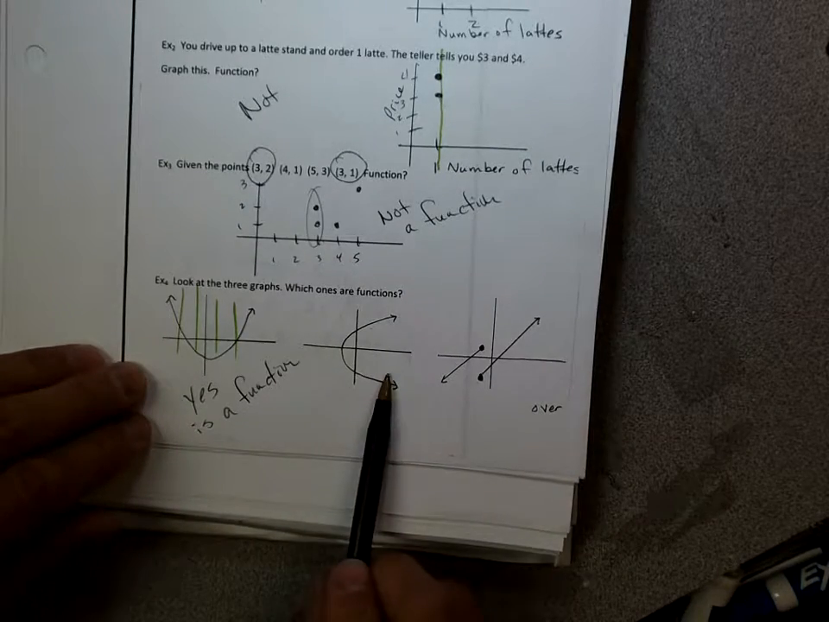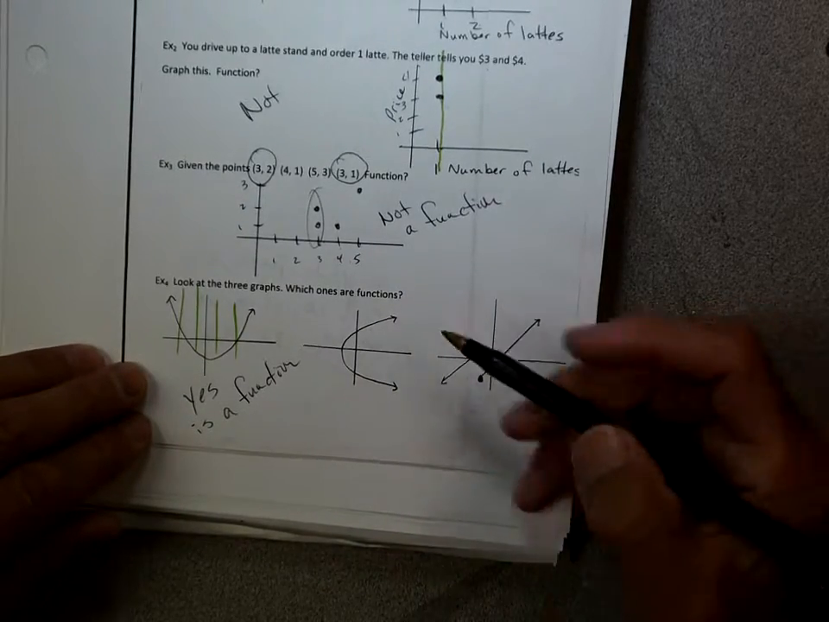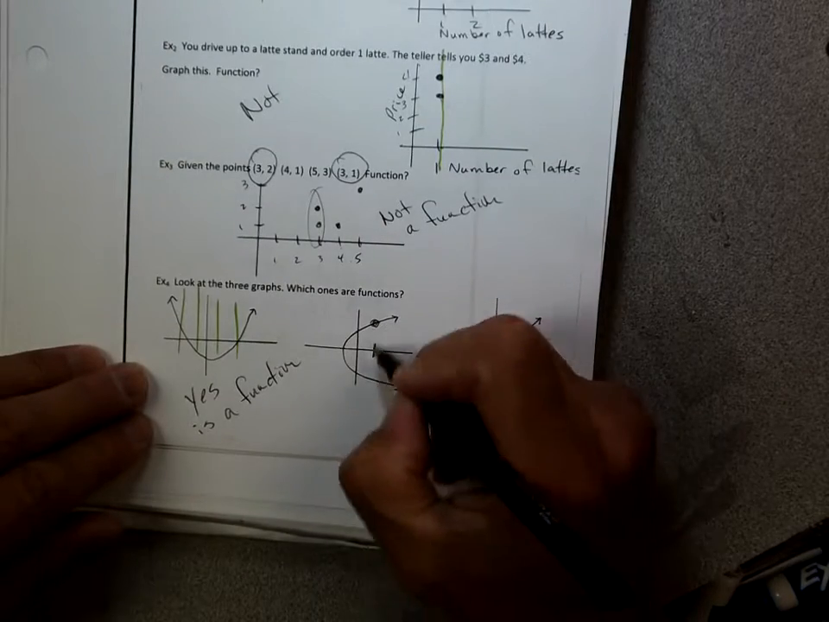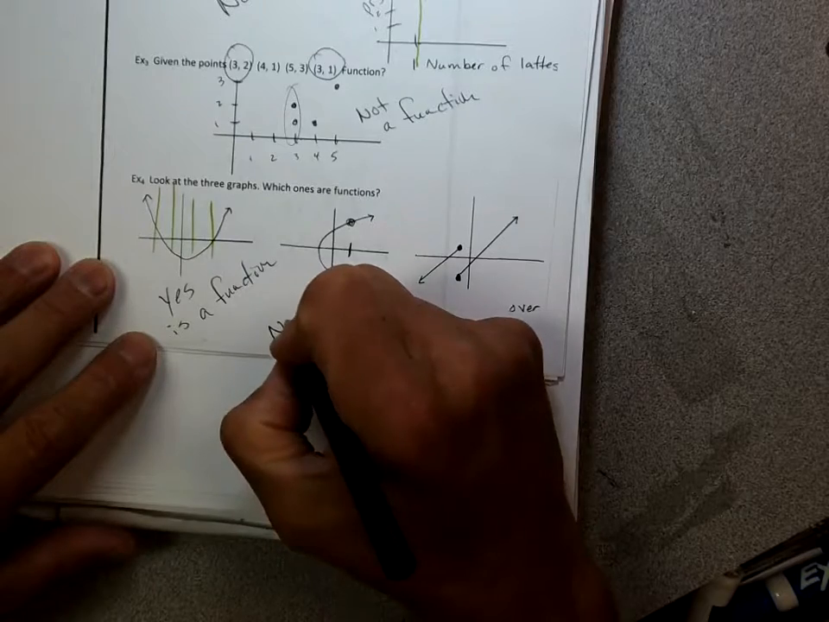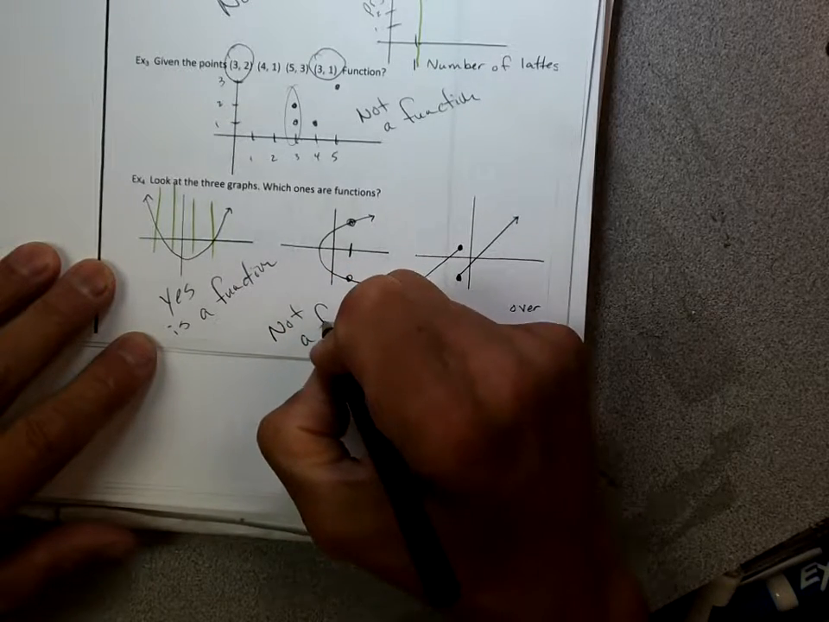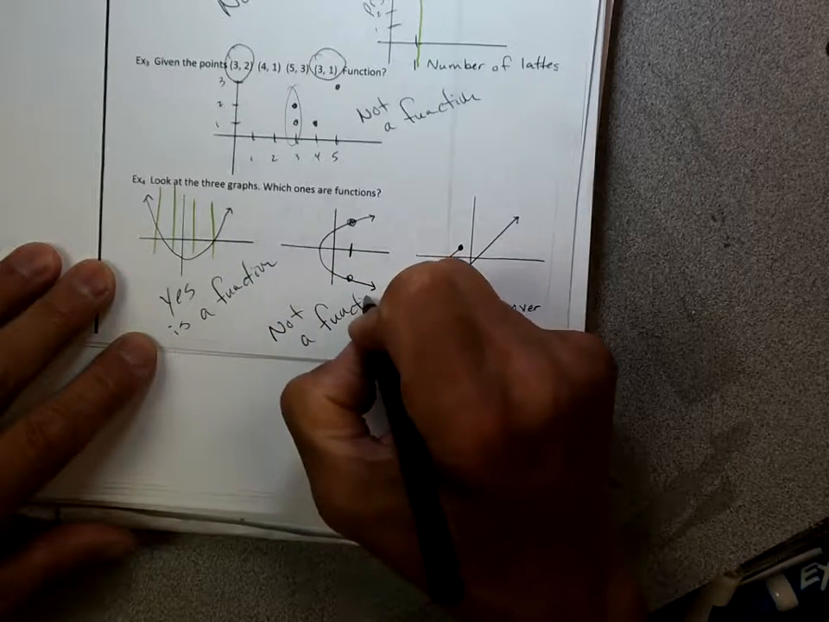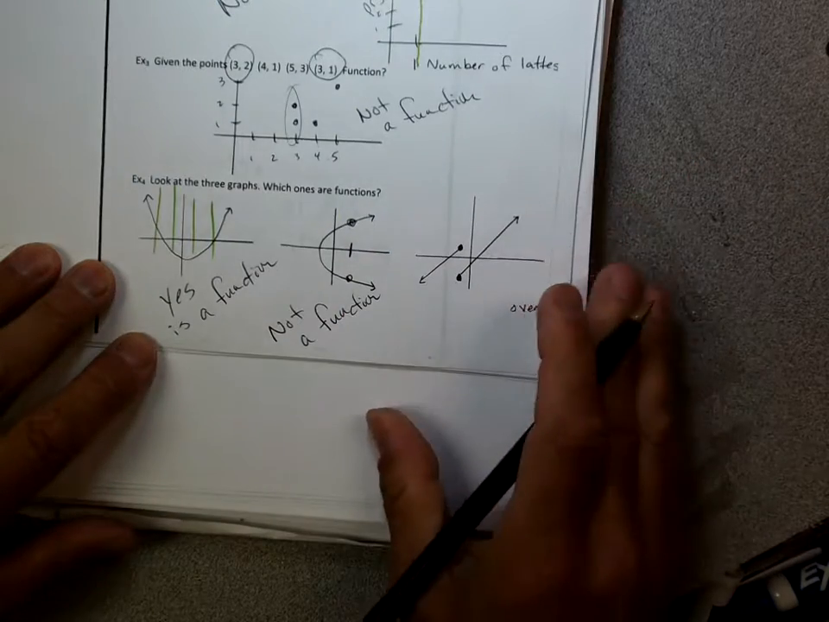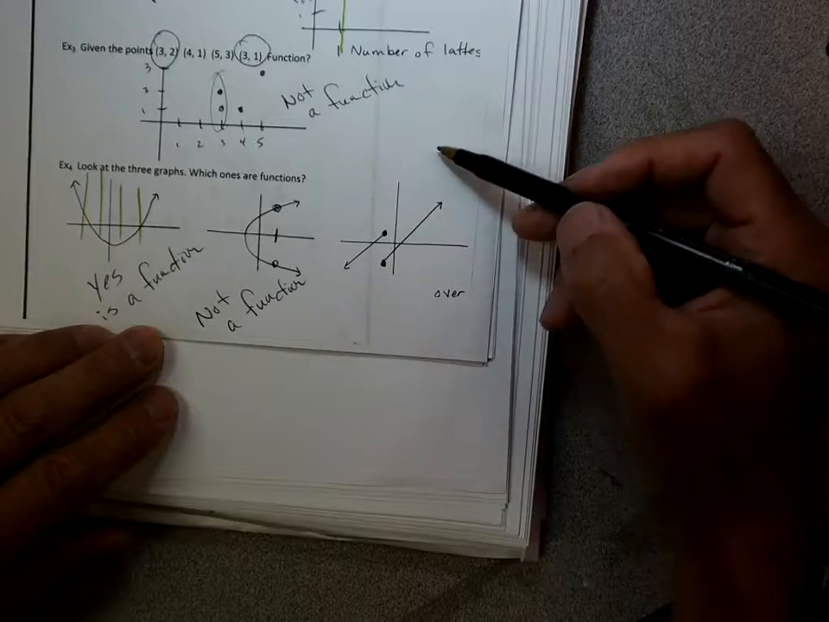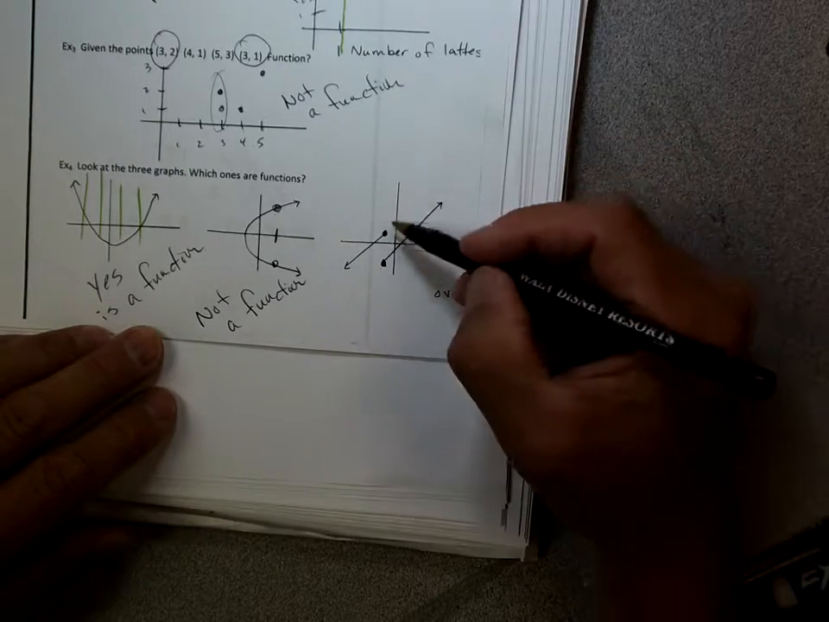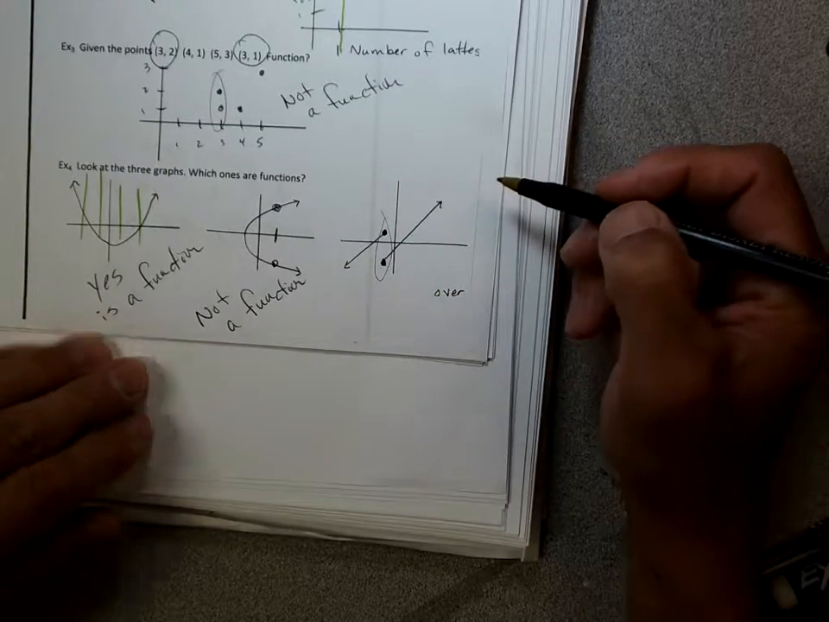What about this one? This one's not, because it's going to fail the vertical line test right here. This x value's got 2 different y values, right? This is no, not a function. You've got one x value with 2 y's. What about the third one? It would pass, it's okay, but right here in this spot, it's not a function.